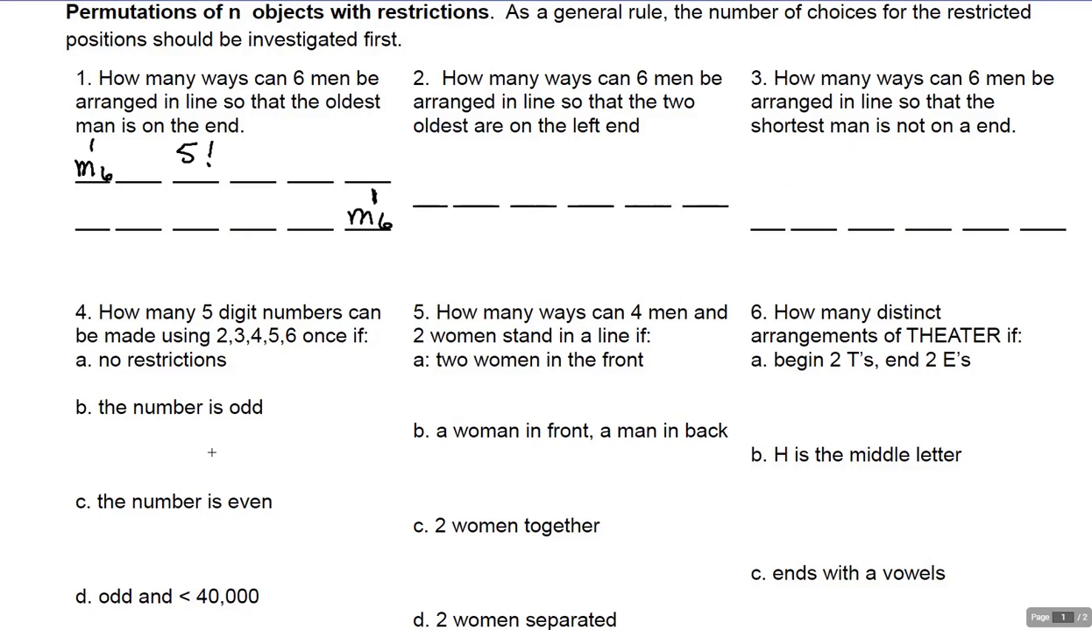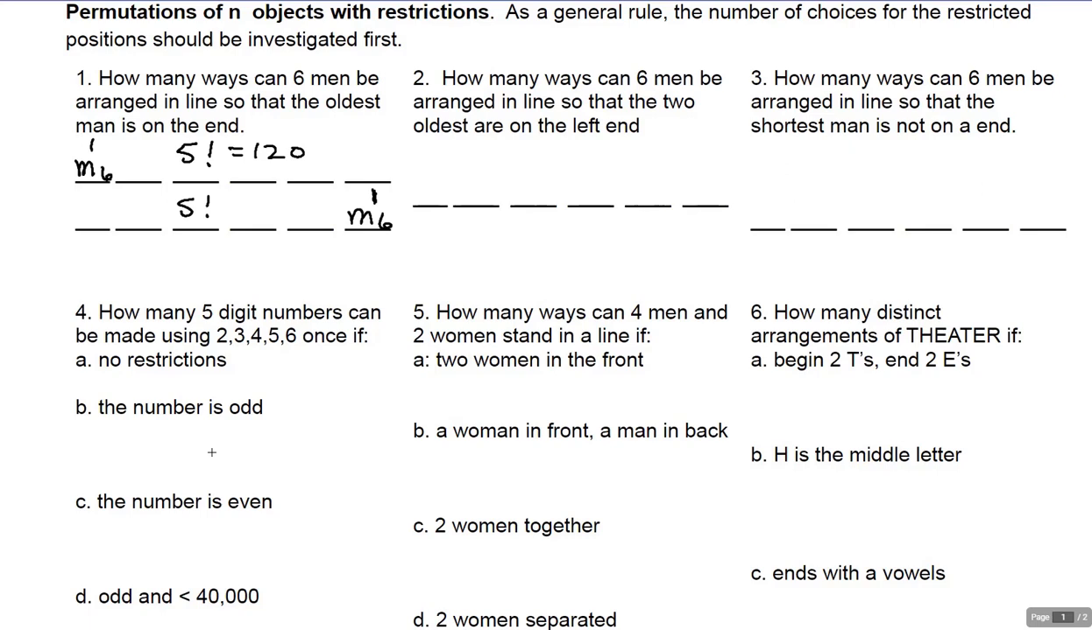But now all these could be rearranged. In how many ways? 5 again. 5 factorial. Okay? Think of it like this. I put the oldest guy on this end, and then I rearrange all the rest of the men. What's 5 factorial? 120.